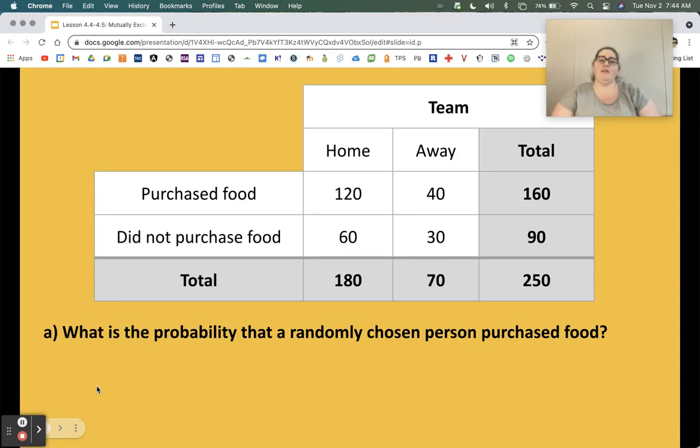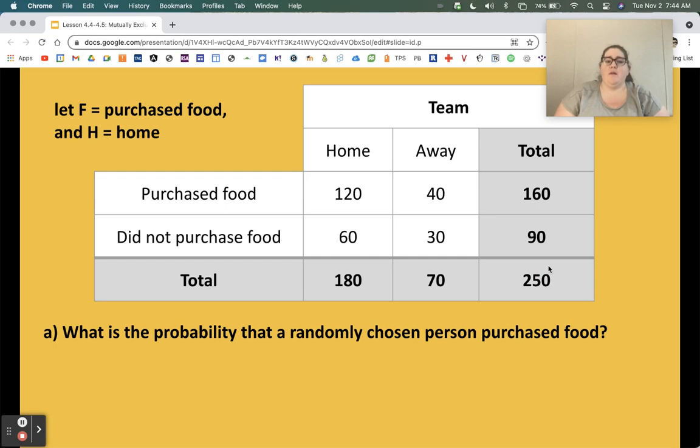So let's start with: what is the probability that a randomly chosen person purchased food? We've done problems like this before, right? Basic probability, I'm going to divide part over whole. So people who purchased food was 160 out of 250. So again, in my probability notation, I'm going to let F mean that they purchased food.